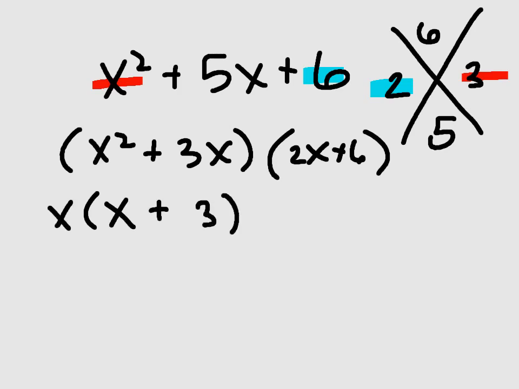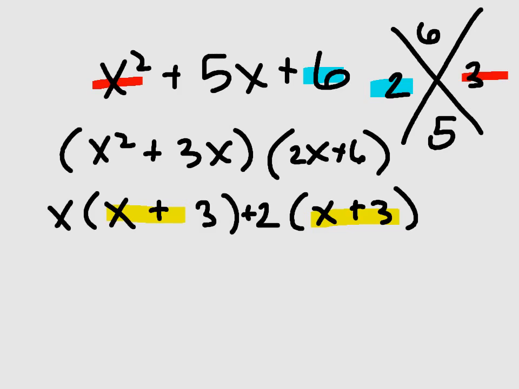This, however, we can take out a number. The greatest common factor of 2 and 6 is 2. So we'll take out 2, positive 2, and we're left with x plus 3. So these terms were the same, so we know we did it right.